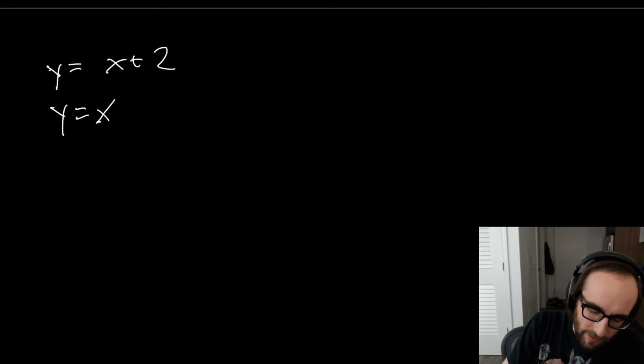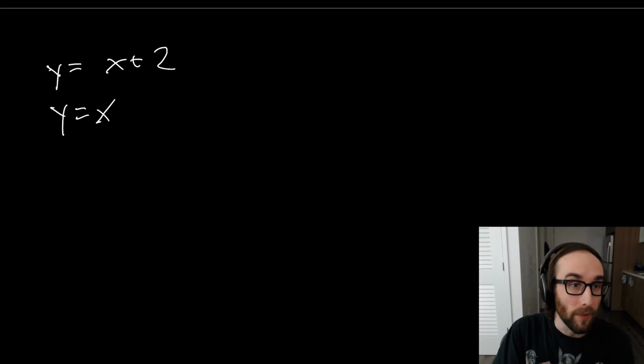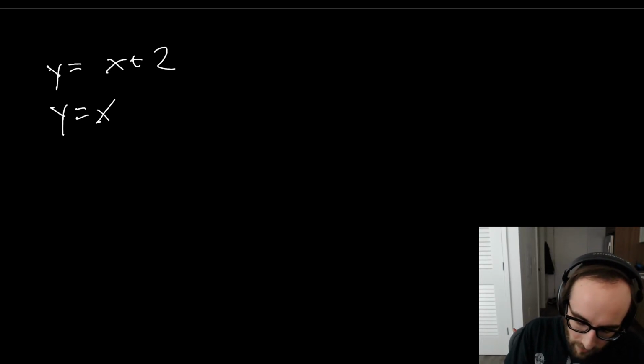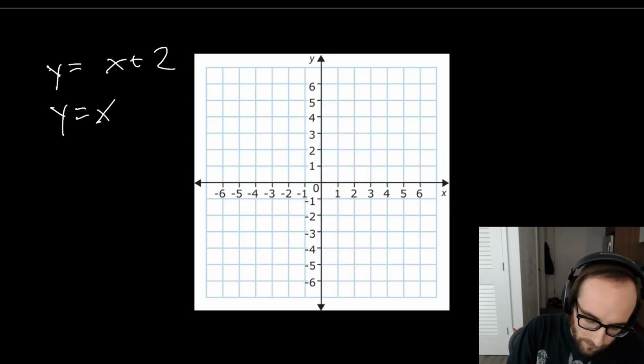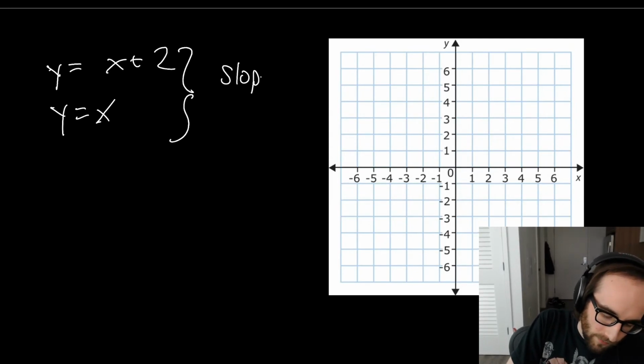So what if we had two graphs, let's say y equals x plus 2 and y equals x. Here you might notice that our two graphs have the same slope. They both have a slope of 1. In other words, if both of our graphs have a slope of 1, that means that they're parallel lines.